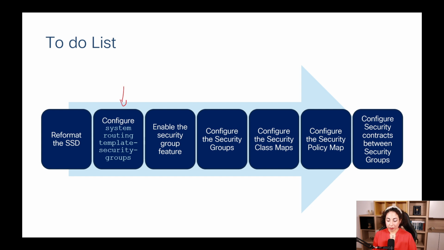It is actually a template that will do some carving to assign additional resources so that we are able to code the assignment of the tags as well as the security group ACLs. Then we will enable the security group feature. We configure the security groups, meaning client and server in our use case. Then the security class maps, policy map, and applying the policy map, which is done through a configuration inside the context VRF. This is a very high-level view.